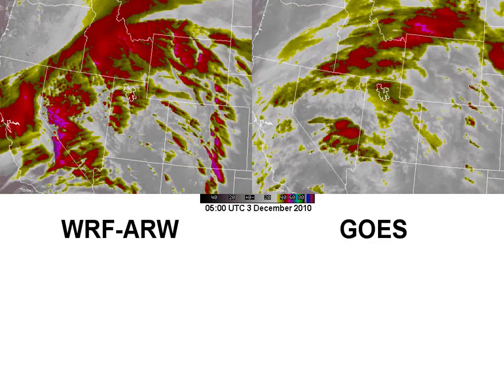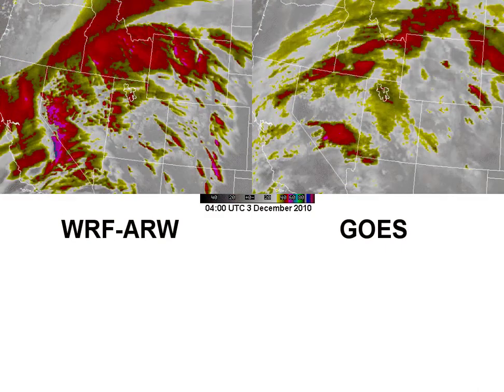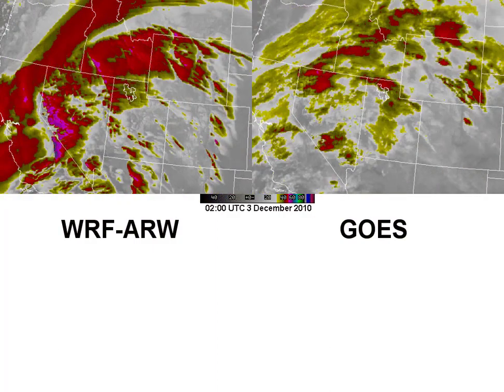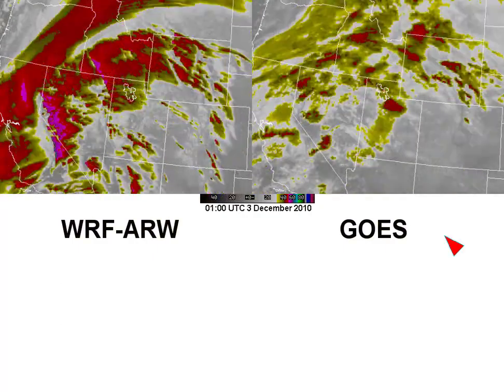On the left is the synthetic imagery for the IR band from the WRF ARW model for December 3rd, 2010. The times are 0 to 6Z December 3rd, which means this is from the 0Z December run. On the right, we have the corresponding GOES imagery. These are time-matched, and the times correspond right here.